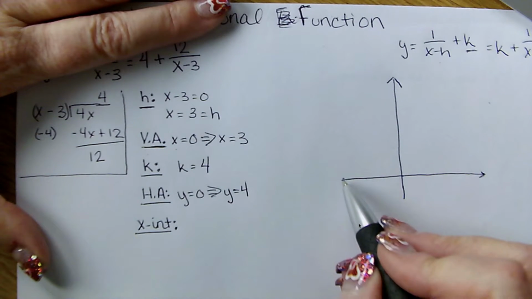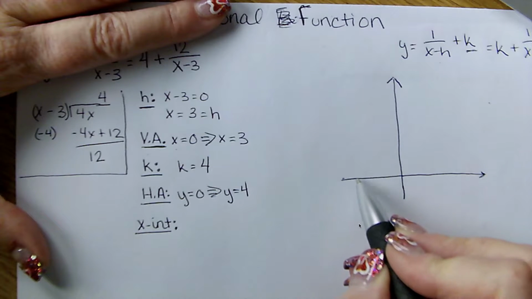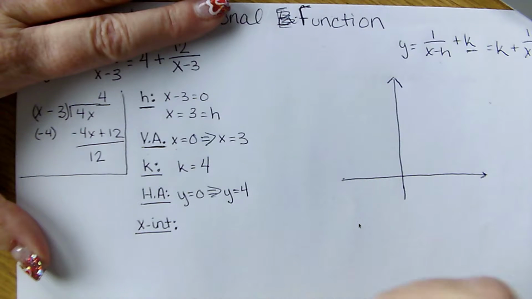So when I hit the x-axis, what's my y? 0. It's always going to be 0. No matter what equation or function or type of function I give you, if you want an x-intercept, you just set it equal to 0, correct?